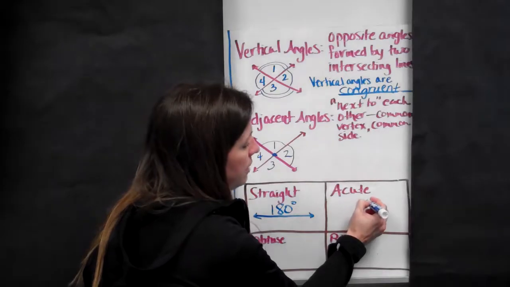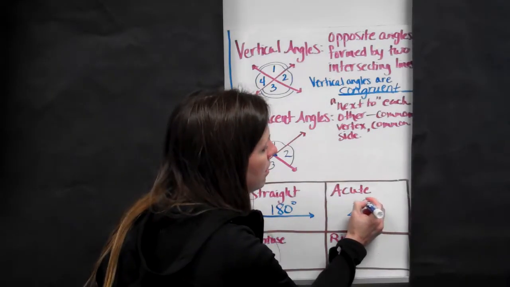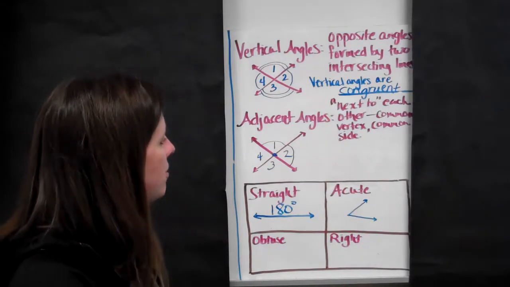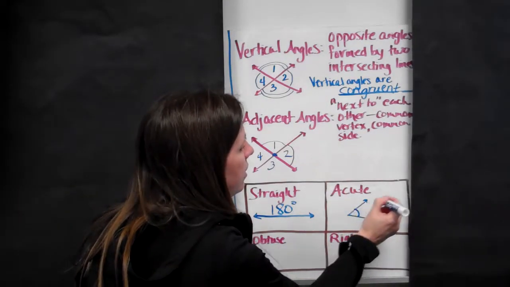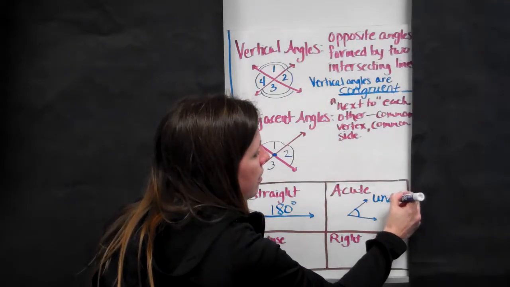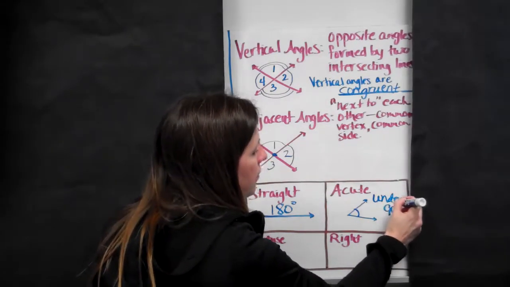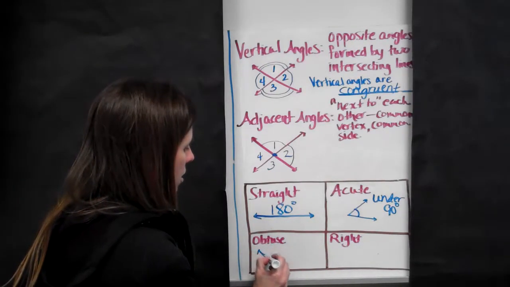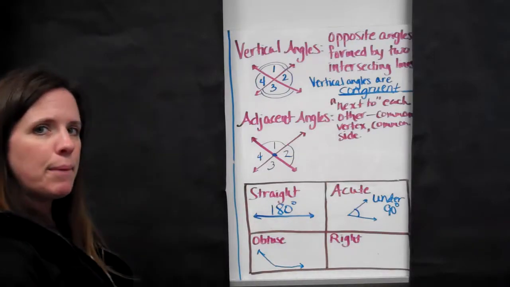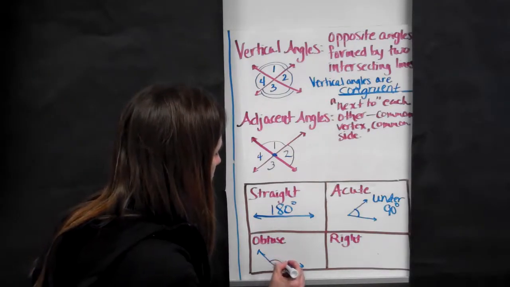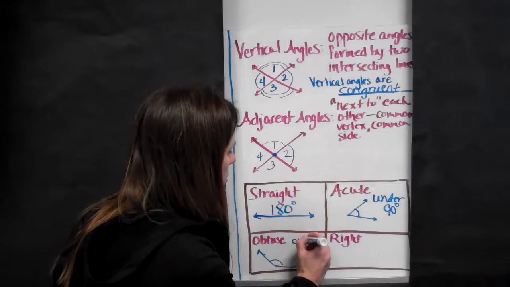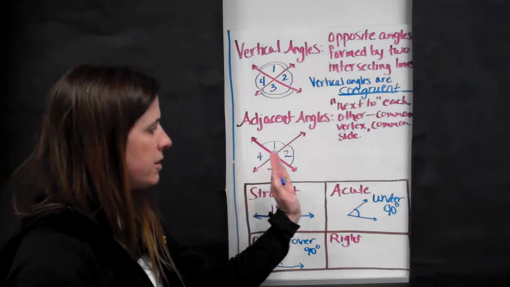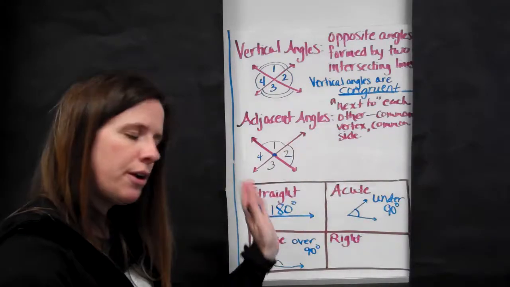Then you can have acute angles. Those are small. They're cute to help you remember. Cute little angles, a cute little angle, okay? And those are under 90 degrees. Then we have the opposite of acute, obtuse. Those kind of look like they're leaning back a little bit. Those are larger or over 90 degrees. And we're using 90 degrees as our base here. Acute are smaller, obtuse are larger.